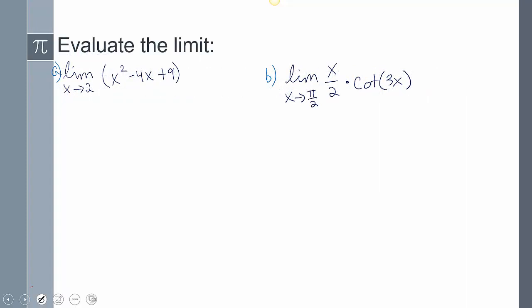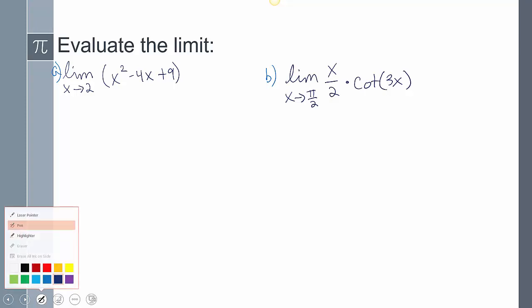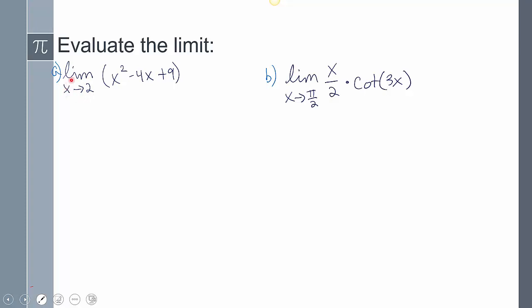So in its most basic form, when we are trying to evaluate the limit, all we need to do is take this value. It says the limit as x goes to 2 of this given function here, x squared minus 4x plus 9. The idea of evaluating is we're literally just taking this 2 and plugging it in for x. Then we simplify it. Now if you go through and you simplify this function, you're going to get 5.